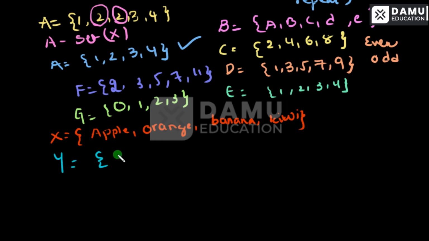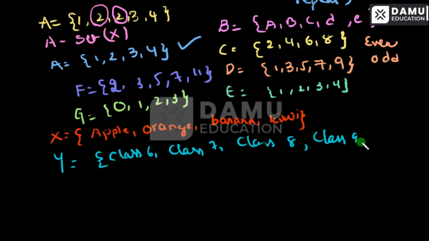So what you can write here is classes also: class 6, class 7, class 8, class 9, class 10. So here we have separated all with commas. Sets you can write like this also.